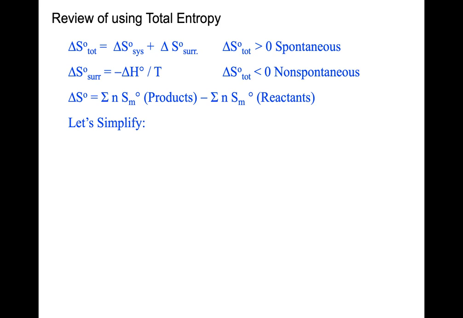So let's simplify this, because so far we have a lot of things that we have to find: the entropy of the system, the entropy of the surroundings, and we have to add it all up. So we want to simplify life a little bit. One thing we could do is make the substitution for the surroundings into our total entropy equation. So that's one step. Now at least everything's in terms of our system or the reaction, delta H and delta S.